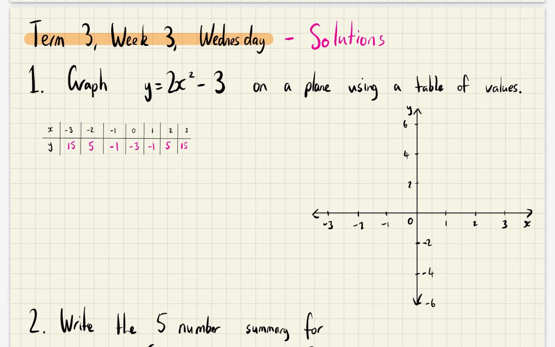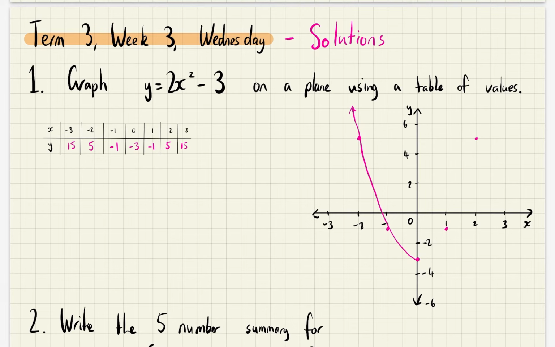So what I'll do now is graph the ones that I can. Negative 3, 15: 15 is too big, I'm not going to be able to do that. But negative 2, 5, I can, so that's there. Negative 1, that's here. And 0, negative 3, that's here. Then 1, negative 1 is here. 2, 5 is going to be here. And I can't fit 15 on there. So I'm going to start at the middle and go up, making a curve as I go. And I'll do the same the other way.